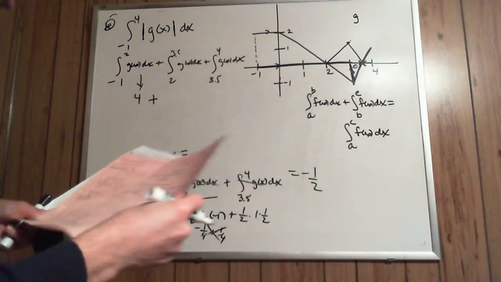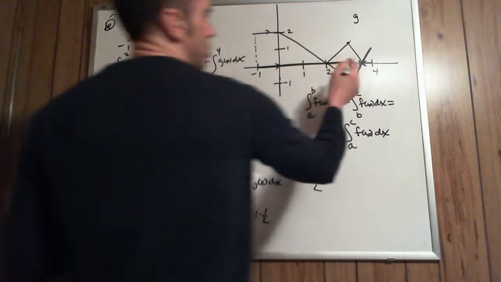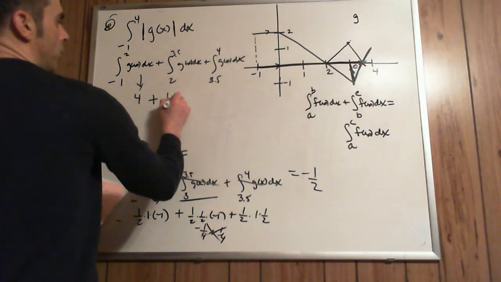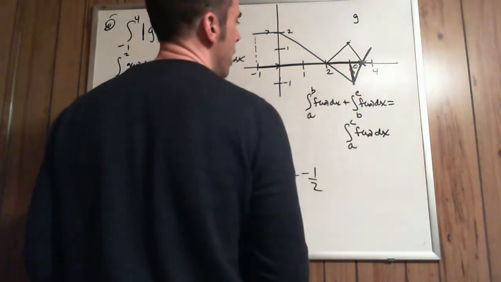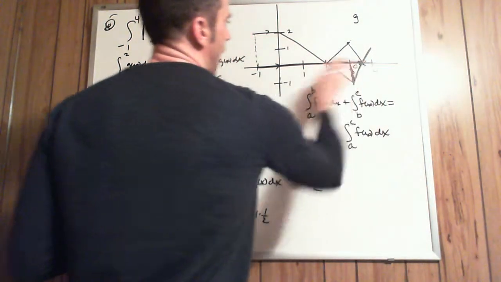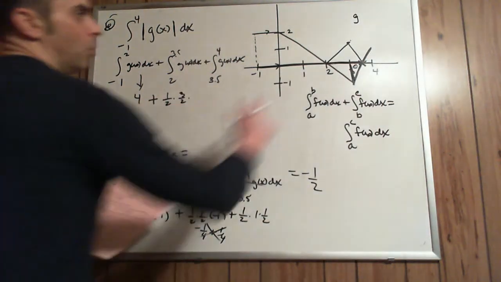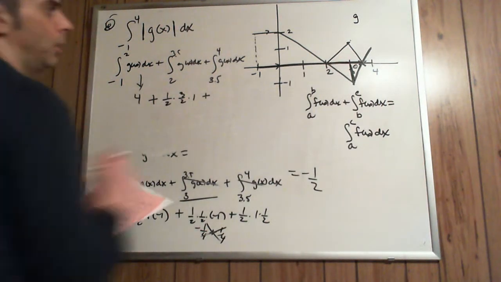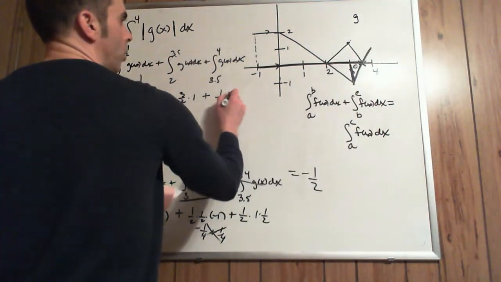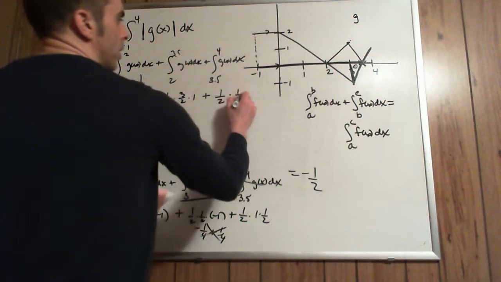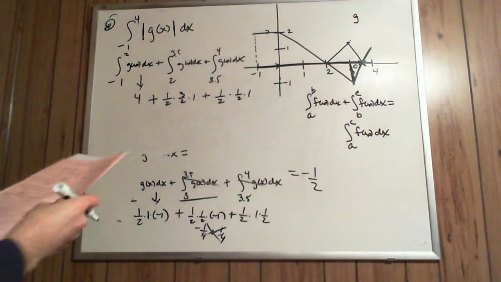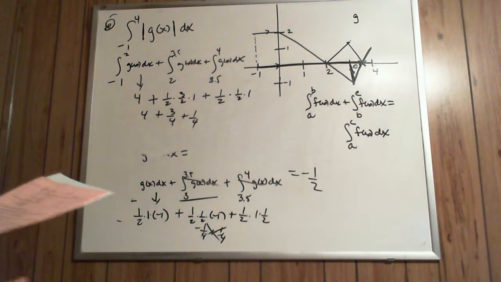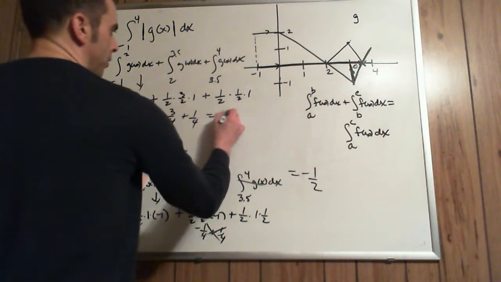And then from 2 to 3.5, just this part right here, that's going to be the area of a triangle, which is 1/2 times the base, which is 1.5, so that's 3 halves, and the height is 1. Plus 3.5 to 4, it's the area of a triangle, 1/2 times the base, which is a half, times the height, which is 1. So I believe we'd end up here with 4 plus 3/4 plus 1/4. 3/4 and 1/4 is 4/4, or 1, plus 4 is then 5.